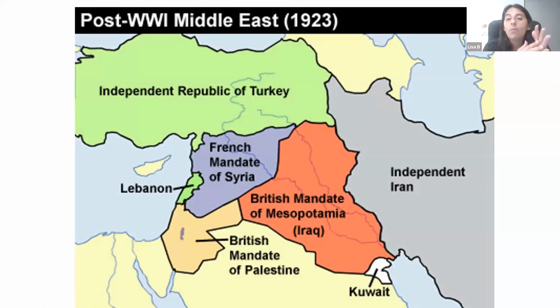Now, what is the goal of a mandate? Basically, the idea is that all these countries aren't ready to be countries yet. And I'll come back to that, but they're not ready to be countries. So what are we going to do? Us nice British, French people and the UN, we're going to help them become countries. We're going to lead them on the path to statehood, okay?